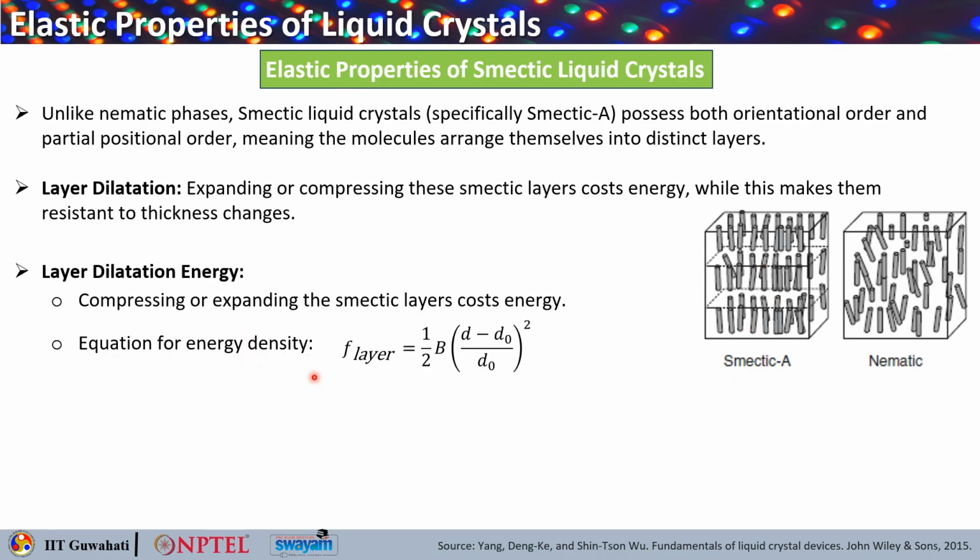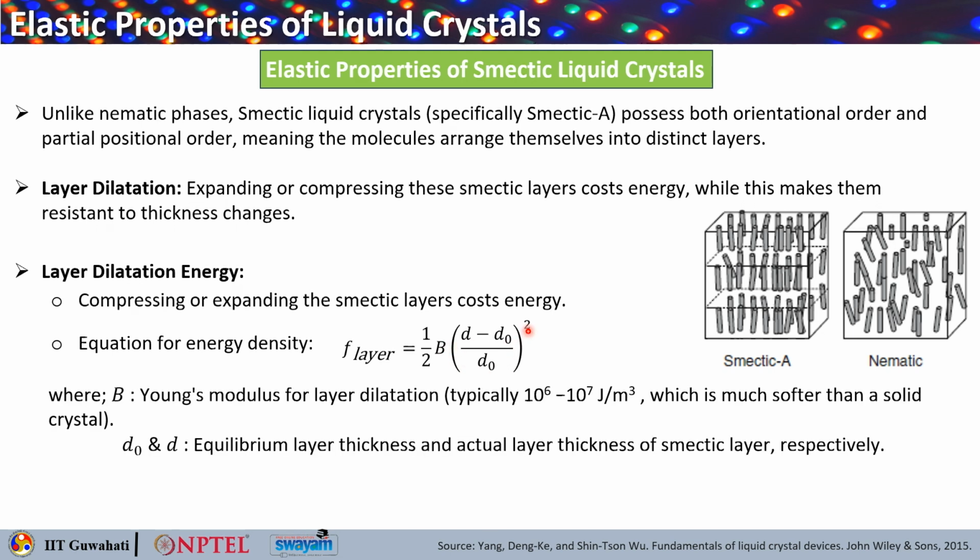The equation for the energy density in this case can be written as F layer equals one half B multiplied by (d minus d naught over d naught) whole square. Now, what is B? B is basically the Young's modulus for layer dilation, which is typically 10 to the power 6 to 10 to the power 7 joule per meter cube, which is much smaller, or you can say softer, than the solid crystal. And d naught is the equilibrium layer thickness, and d is the actual layer thickness of this smectic layer.